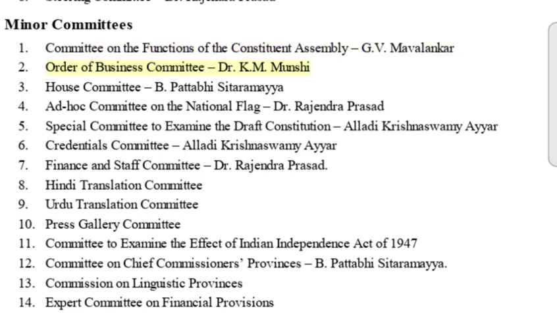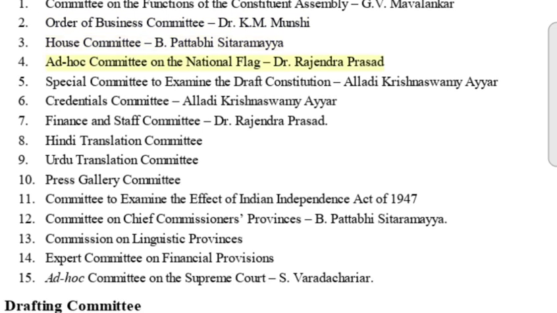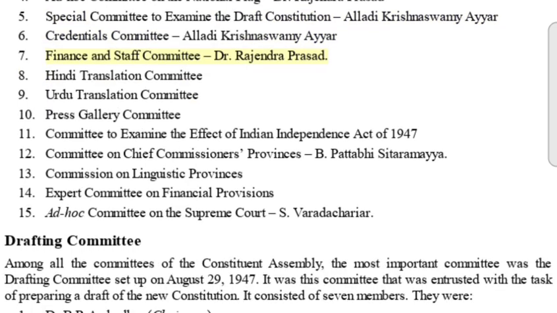House Committee, B. Pattabhi Sitaramayya. Ad Hoc Committee on the National Flag, Rajendra Prasad. Special Committee to examine the draft constitution, Alladi Krishnaswamy Iyer. Credentials Committee, Alladi Krishnaswamy Iyer. Finance and Staff Committee, Rajendra Prasad. Hindi Translation Committee, Urdu Translation Committee.